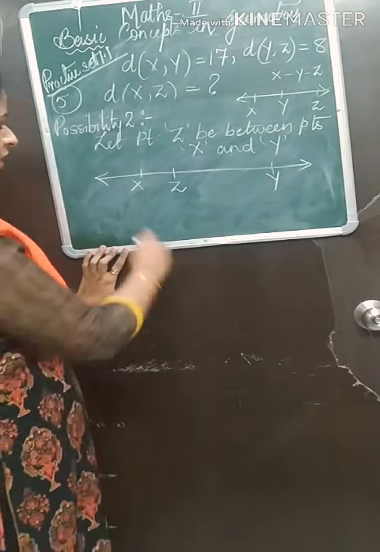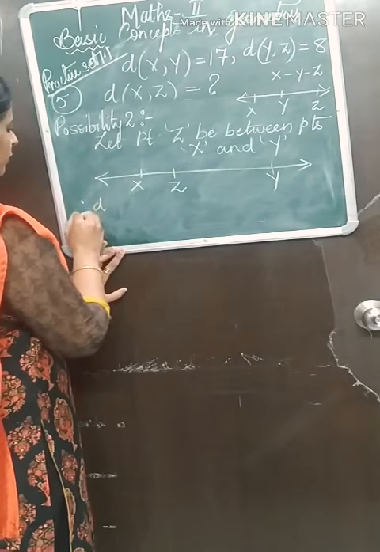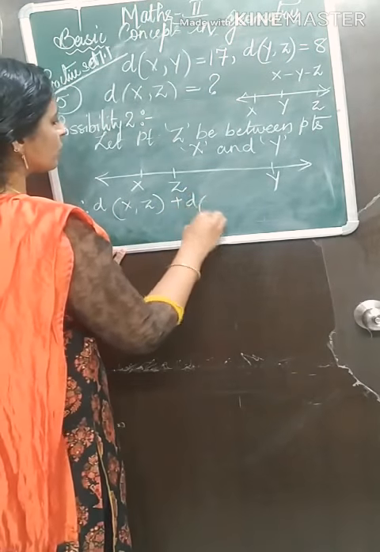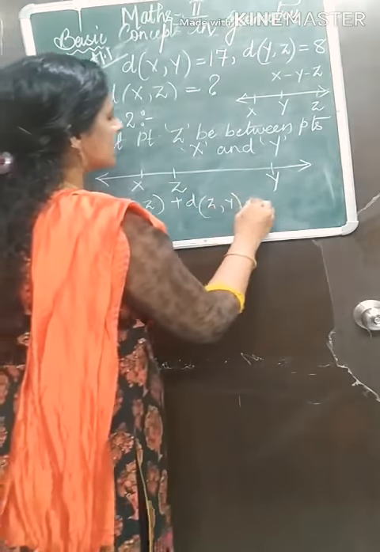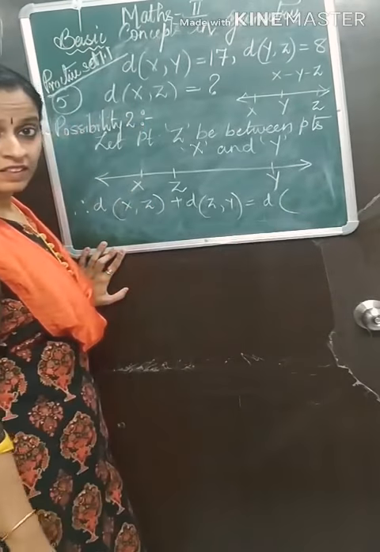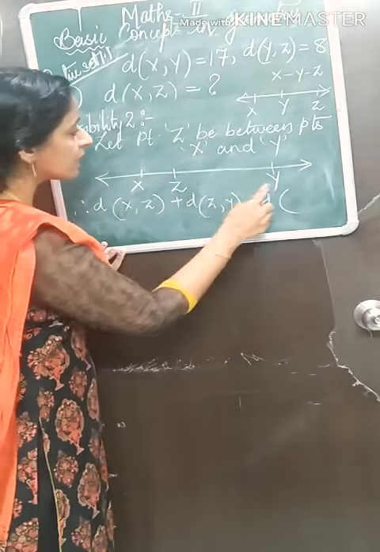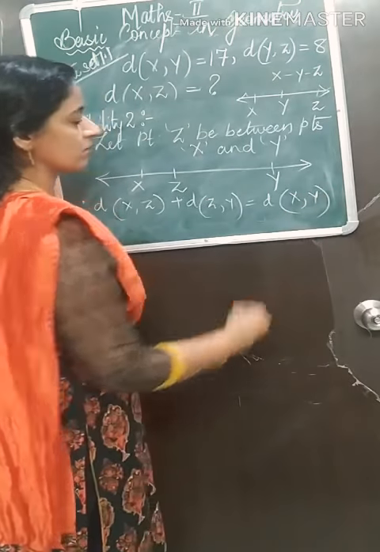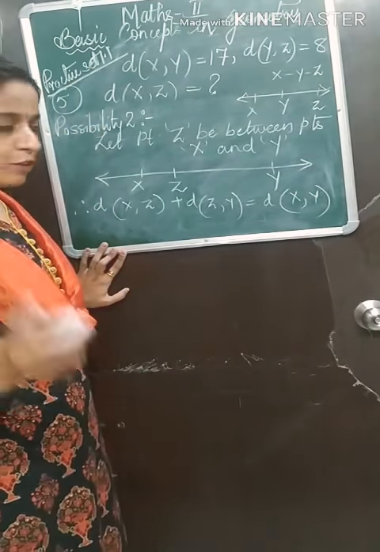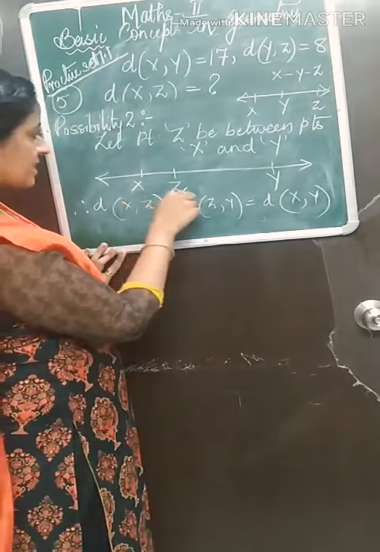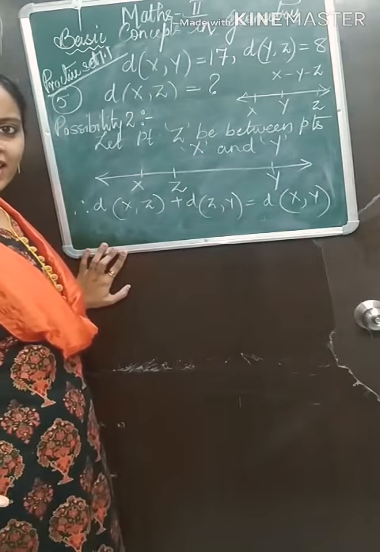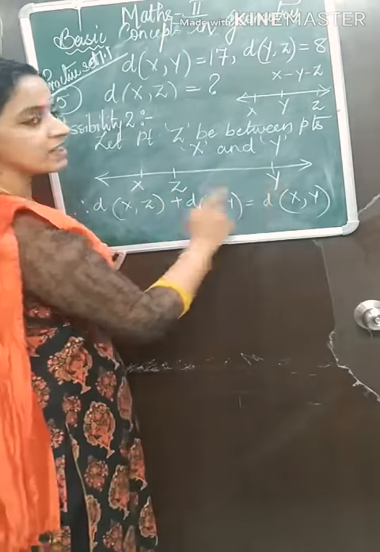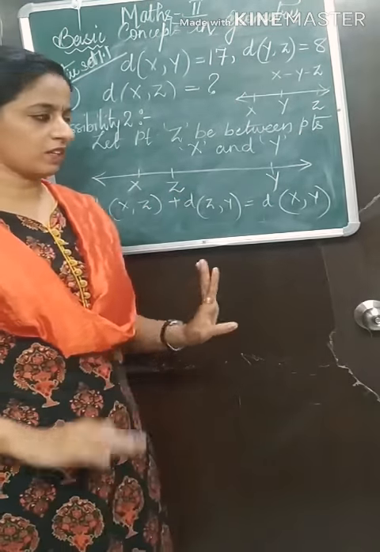Second possibility. Now write down the distance. Therefore, distance between x comma z plus distance between z comma y is equal to the distance between the first and the third. First is x, third is y. Now if you write it as y, z, x, then also it is correct. The reverse, here y, here z and here x, that figure is also correct.